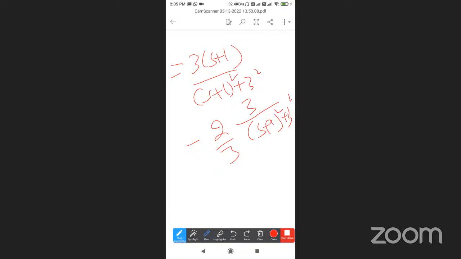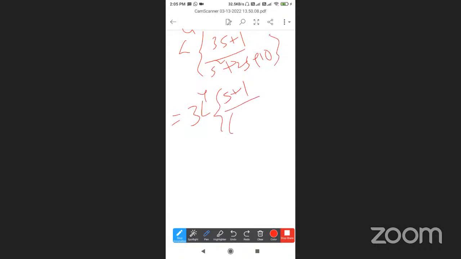Now we apply the inverse Laplace on both sides. 3 is a constant. So the inverse Laplace transform of (3s plus 1) by (s square plus 2s plus 10) is equal to 3 times the inverse Laplace transform of (s plus 1) by ((s plus 1) whole square plus 3 square), minus 2 by 3 times the inverse Laplace transform of 3 by ((s plus 1) whole square plus 3 square).